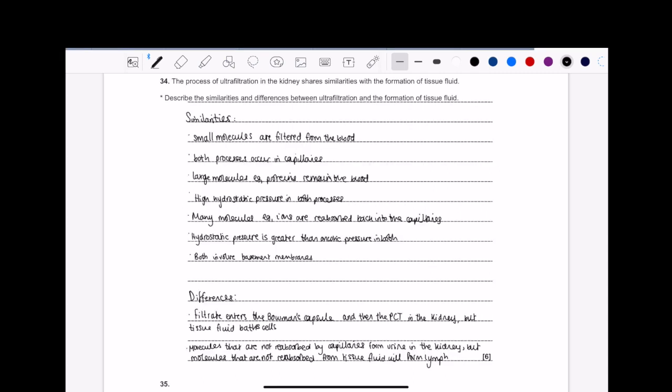Right, this sort of question is dreaded by many people. It's because there's so much to think about and so much to process in your brain, right? Not only is it asking you about ultrafiltration, but also tissue fluid. So that kind of means we need to think, what is ultrafiltration? What is tissue fluid? What are the similarities? What are the differences? It's just a bit long, isn't it?